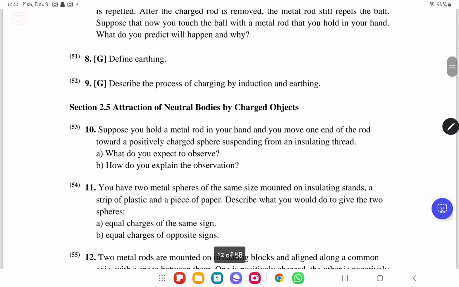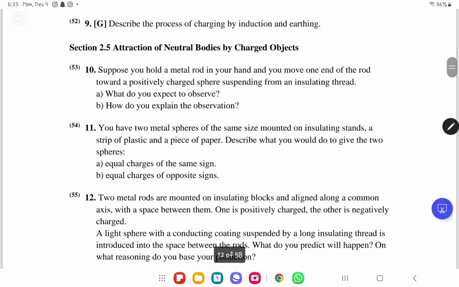Question number 8, we need to define earthing. Earthing means to remove the charge of an object by making it in contact with a bigger conductor. So for example, in the case of the one above, it was negatively charged. We put our hand and we are a bigger conductor. And then the charges, which are the negative charges, because remember the positive charges can never move, they are stuck inside of the nucleus, but the negative charges, which are the electrons, are going to flow from the sphere into our hands.